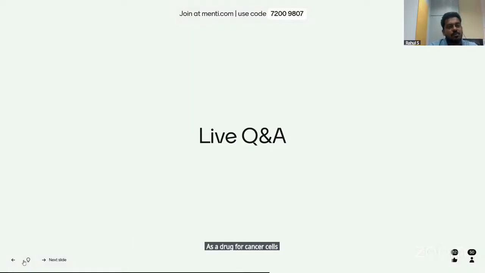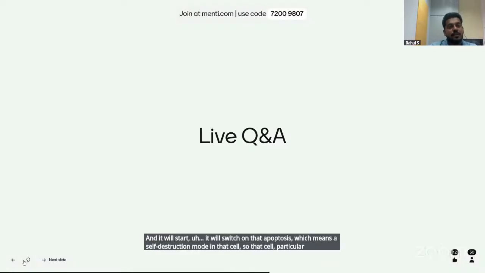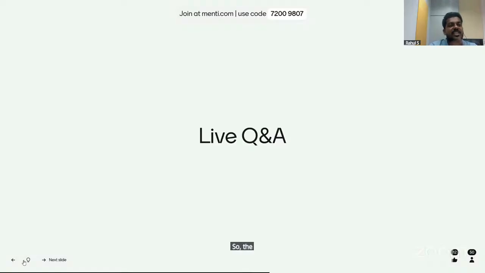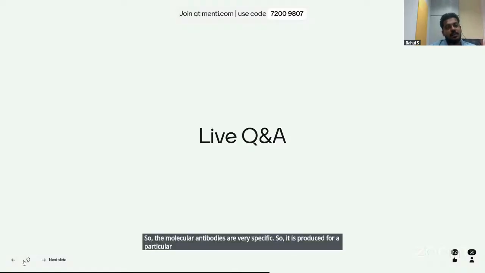In such cases, what will happen? It will directly go and bind to the cancer cell, and it will switch on apoptosis, which means a self-destruction mode in that cell, so that particular cell can die. The monoclonal antibodies are very specific. It is produced for a particular receptor, and it will go and bind to only that receptor. That's the main advantage.